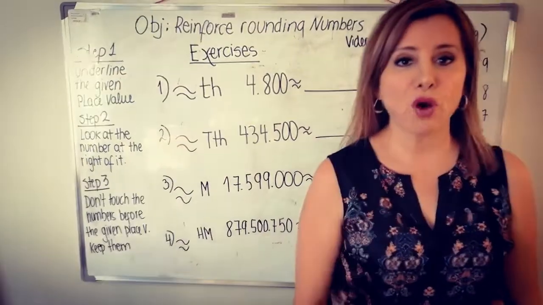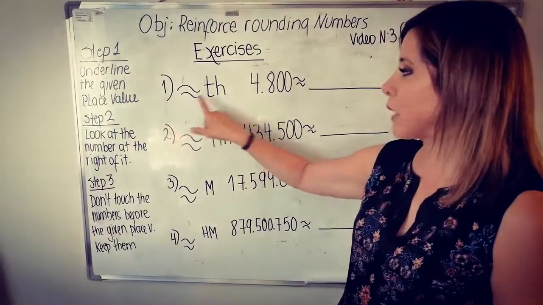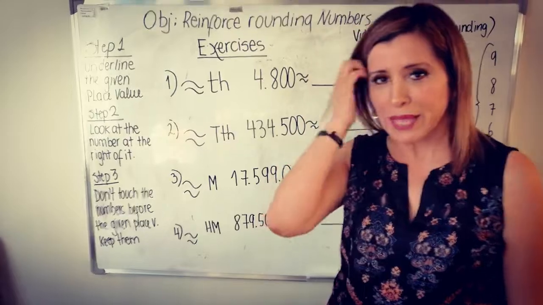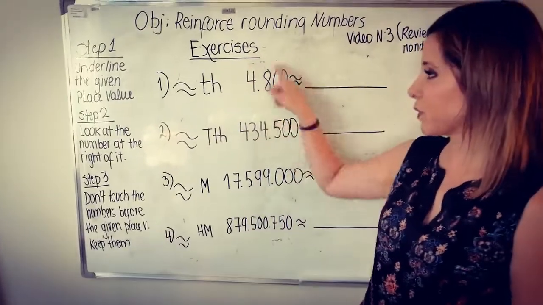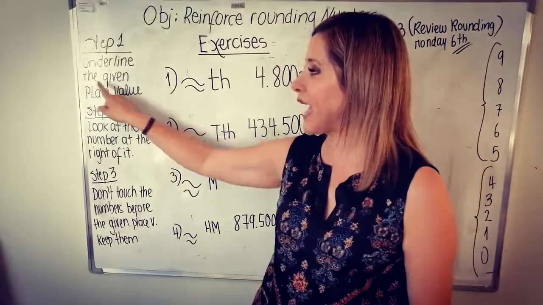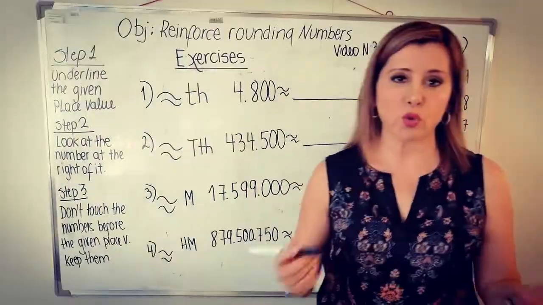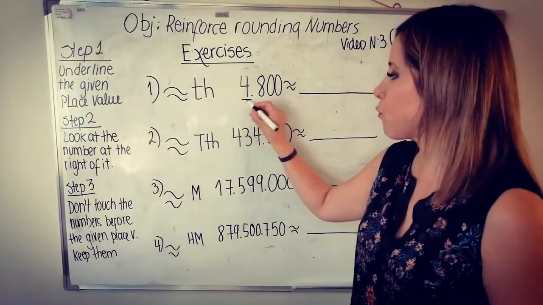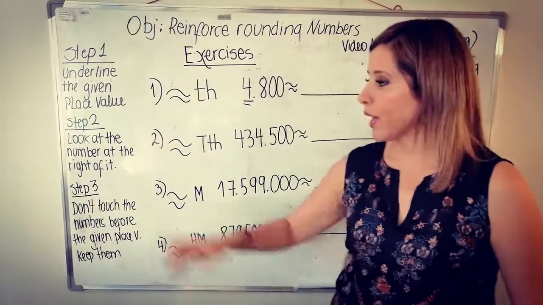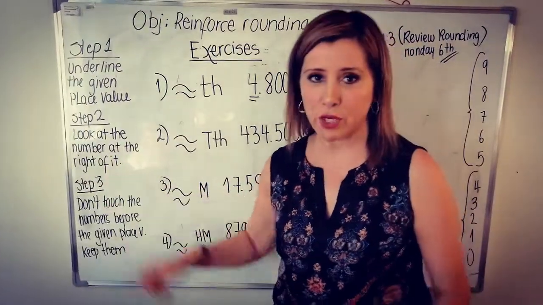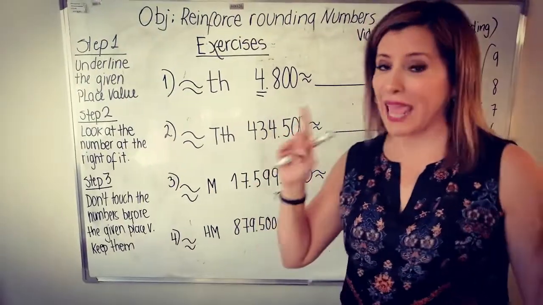Here, this is the symbol of rounding. So if you have to round to the nearest thousand, what do you have to do with this number? First, you have to underline the given place value. So, 1,000, so you have to underline number 4. Next, you have to look at the number at the right of it. So, look at the neighbor.